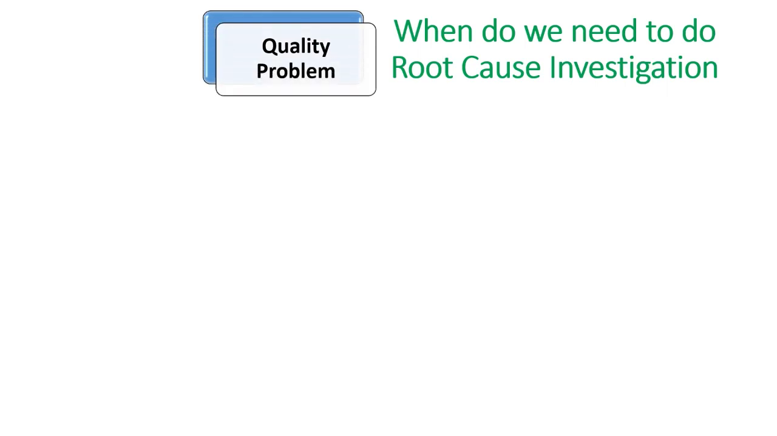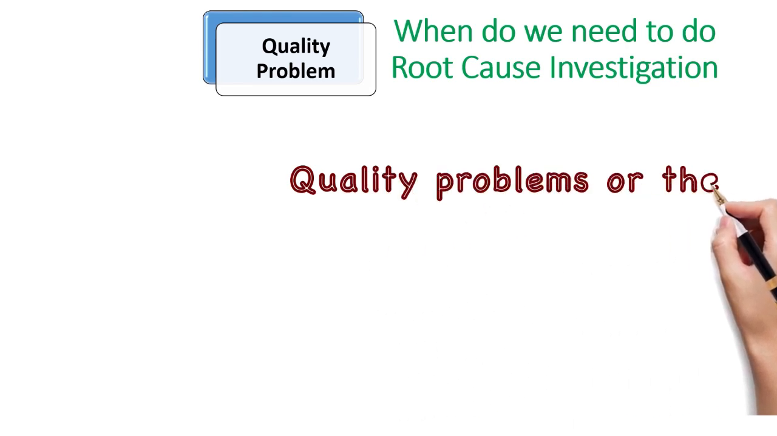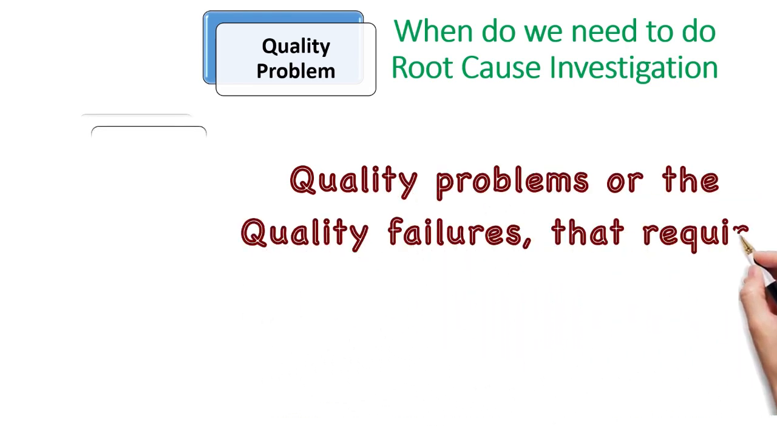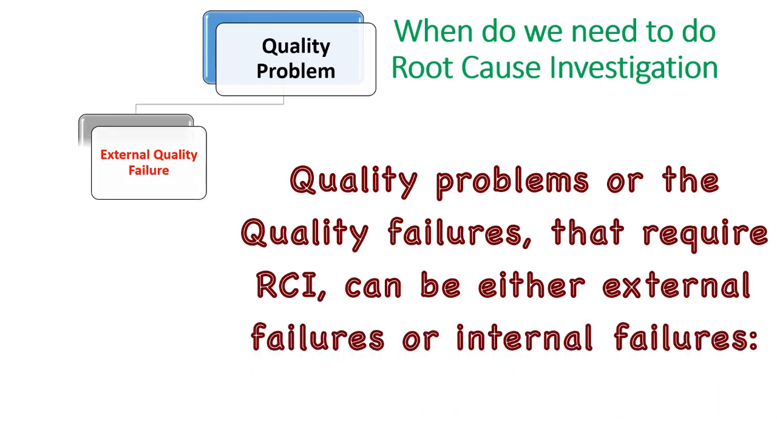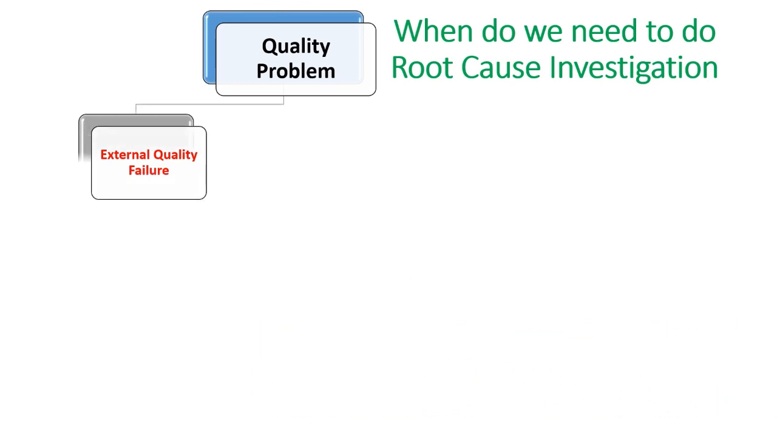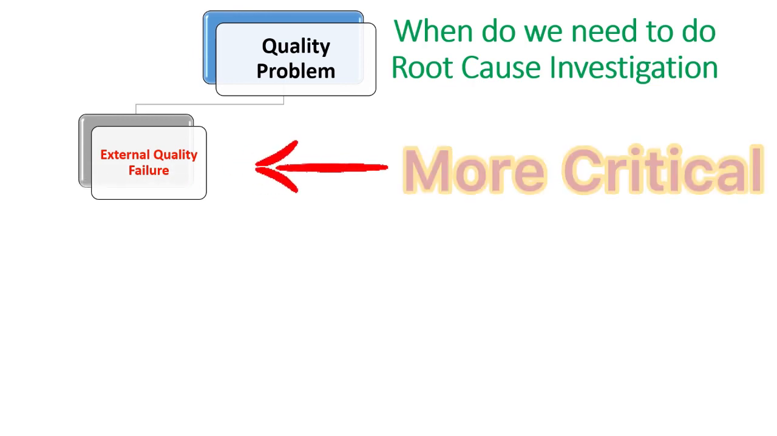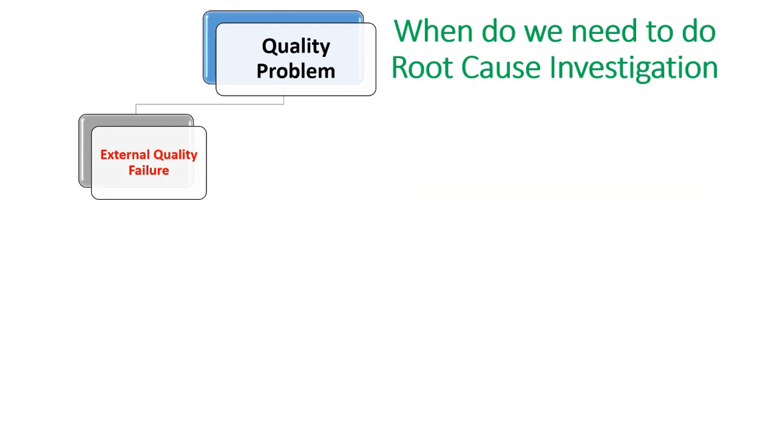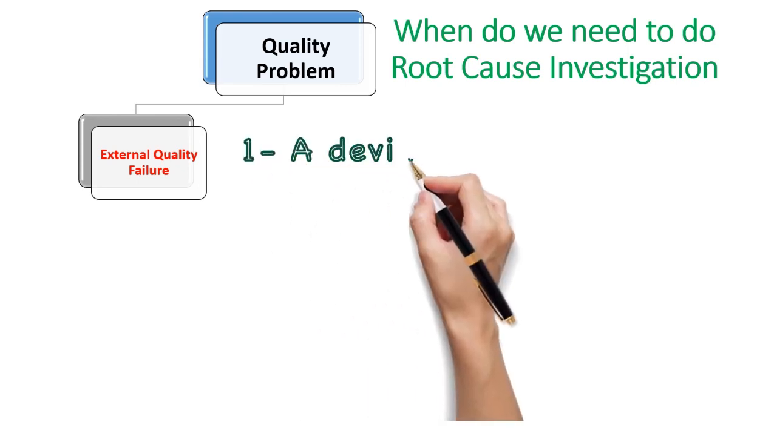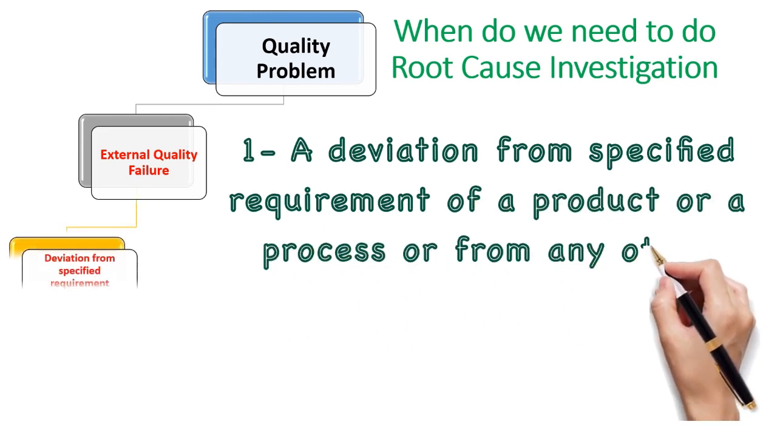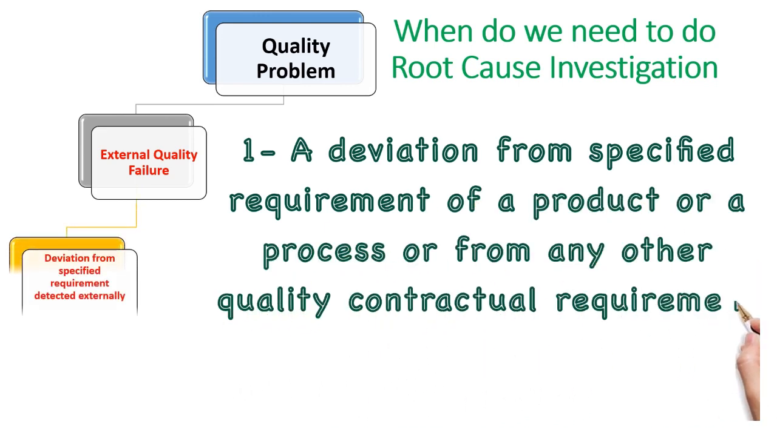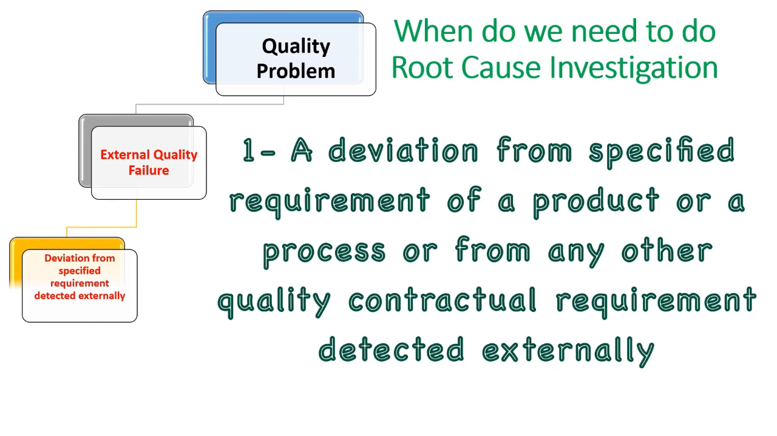Okay, now quality problems or the quality failures, as per the terms used in the last part, that require RCI can be either external failures or internal failures. And let us start talking about external failures, as of course it's more critical, especially if the product is impacted. Quality external failures are usually either related to a deviation from a specified requirement of a product or a process, or from any other quality contractual requirement detected externally.